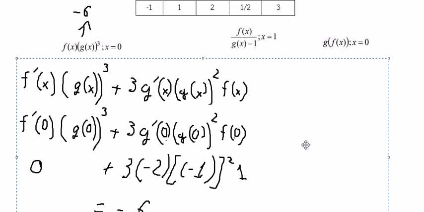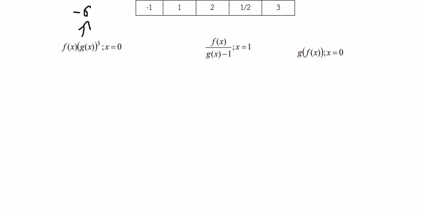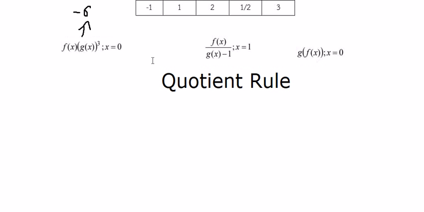Now let's go to the next one. The second one, that's about the quotient rule. So if we do first the derivative, the denominator, that's about 3s minus 1. You can put about the power 2.